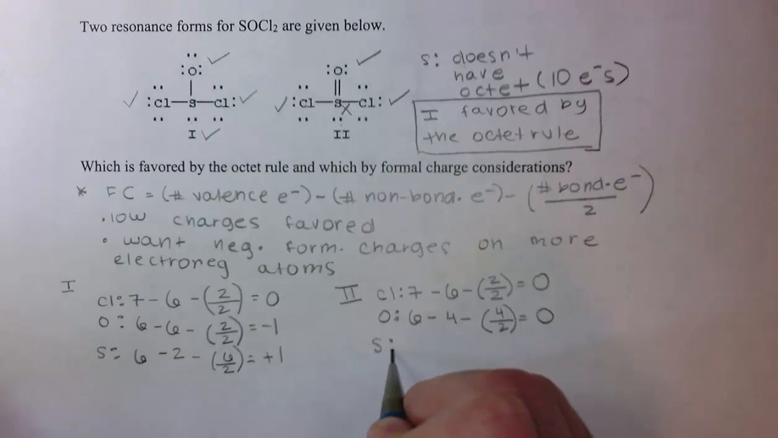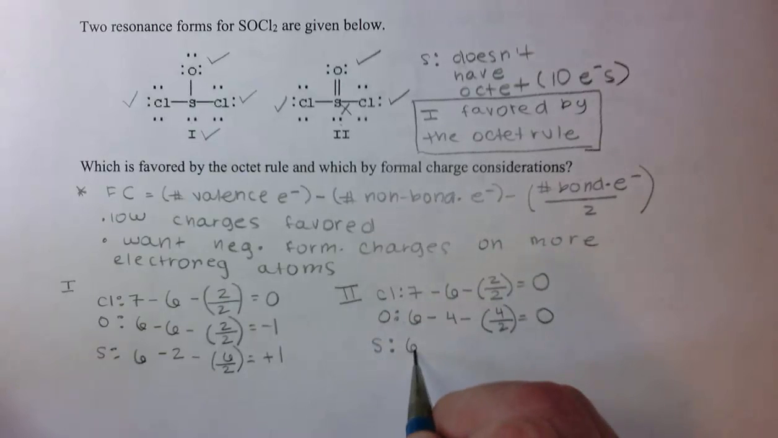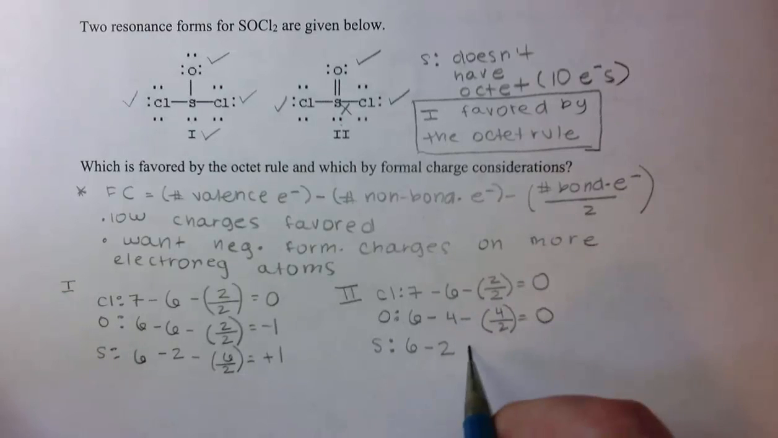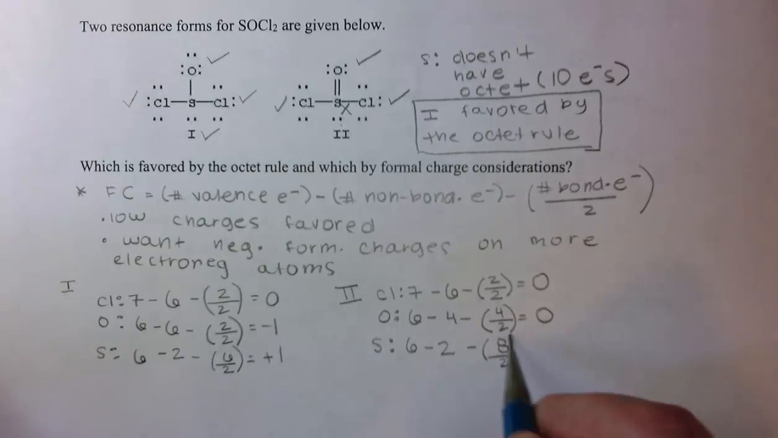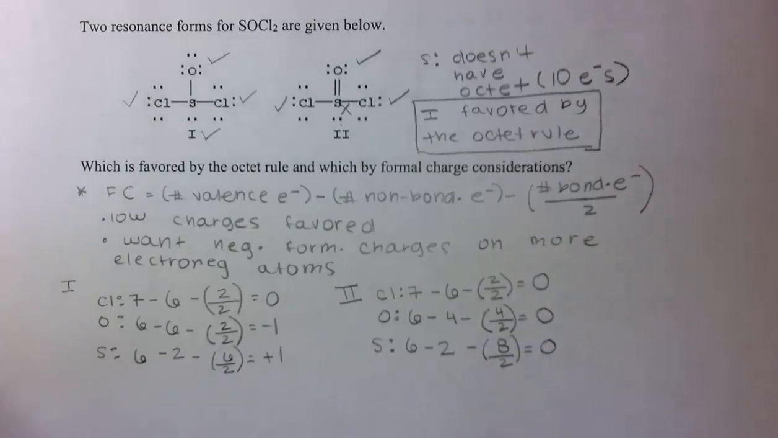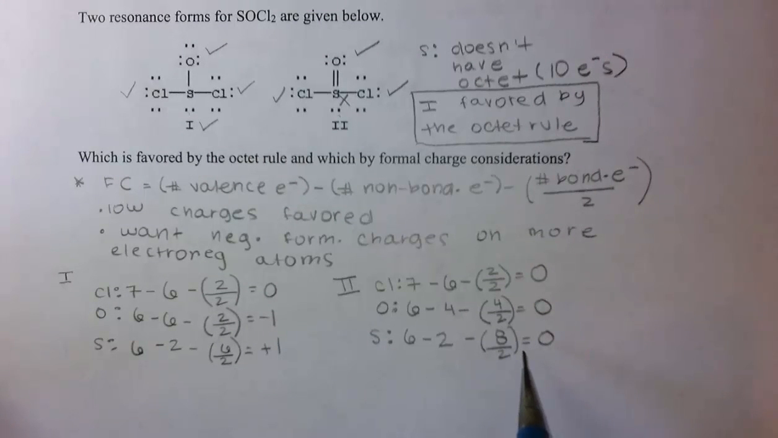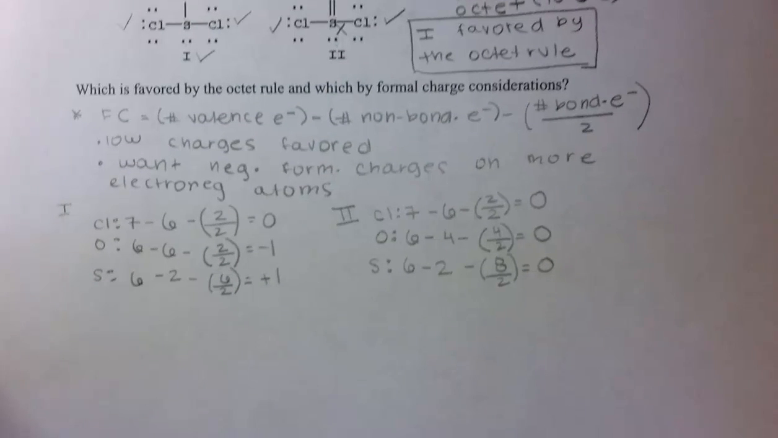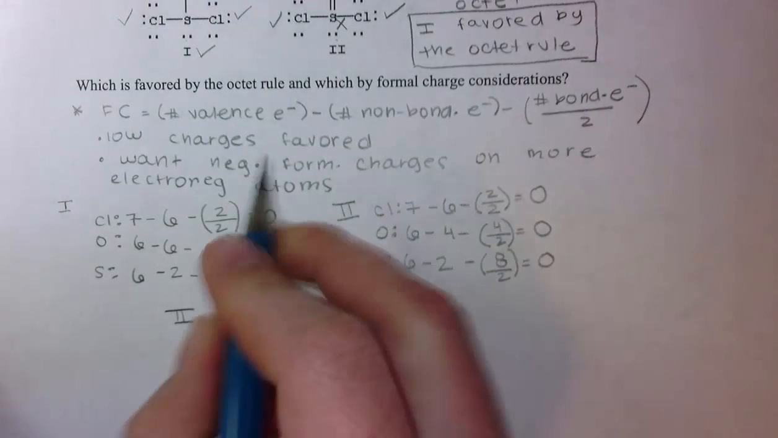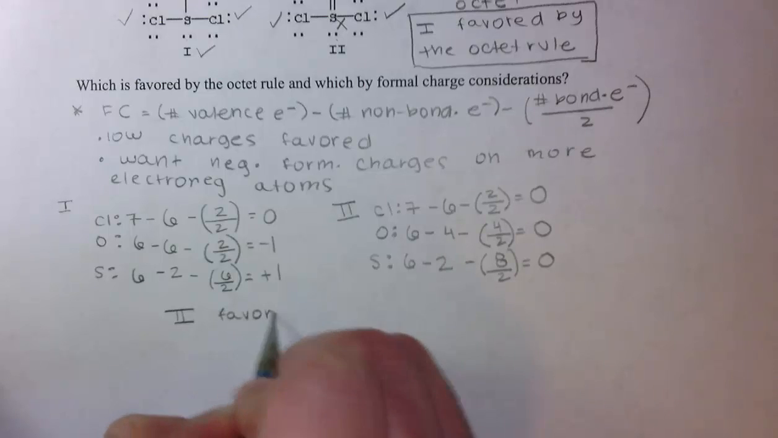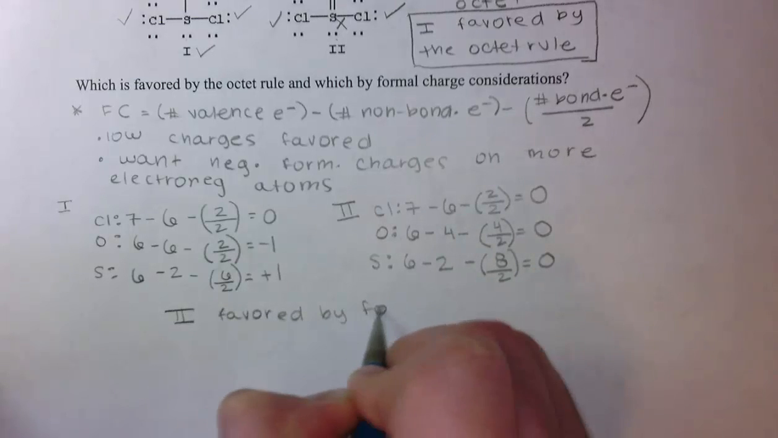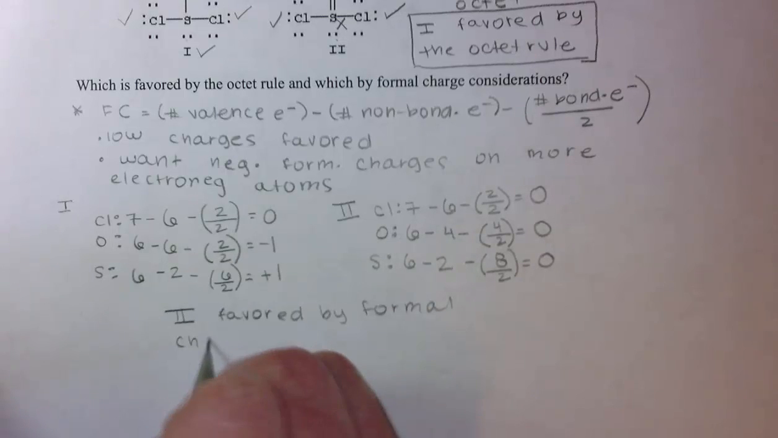And then sulfur, again, has 6 valence electrons, and we have 2 that are non-bonding, and now we have 8 that are bonding. So we're going to get that sulfur has a formal charge of 0. So this configuration is actually more favored because all of the atoms have a formal charge of 0. So resonance form 2 is favored by formal charge considerations.